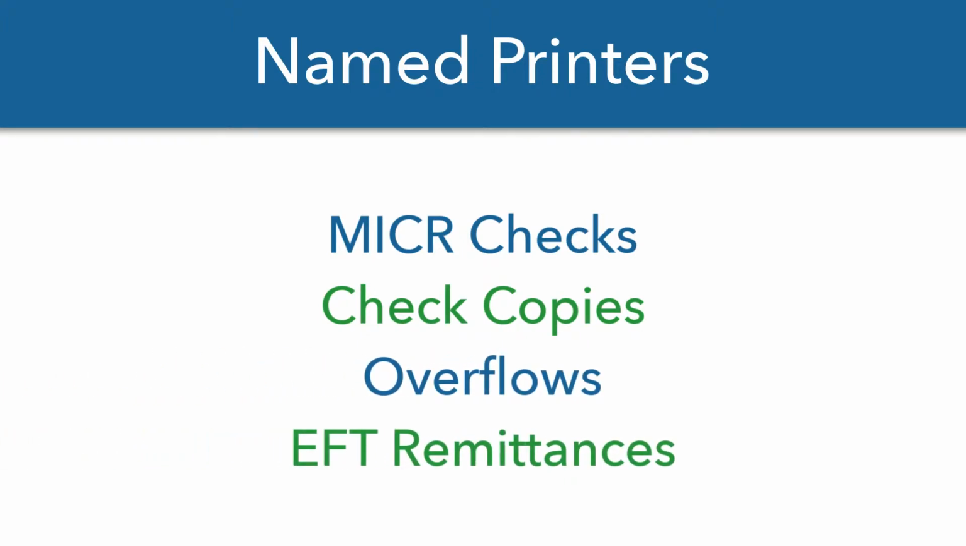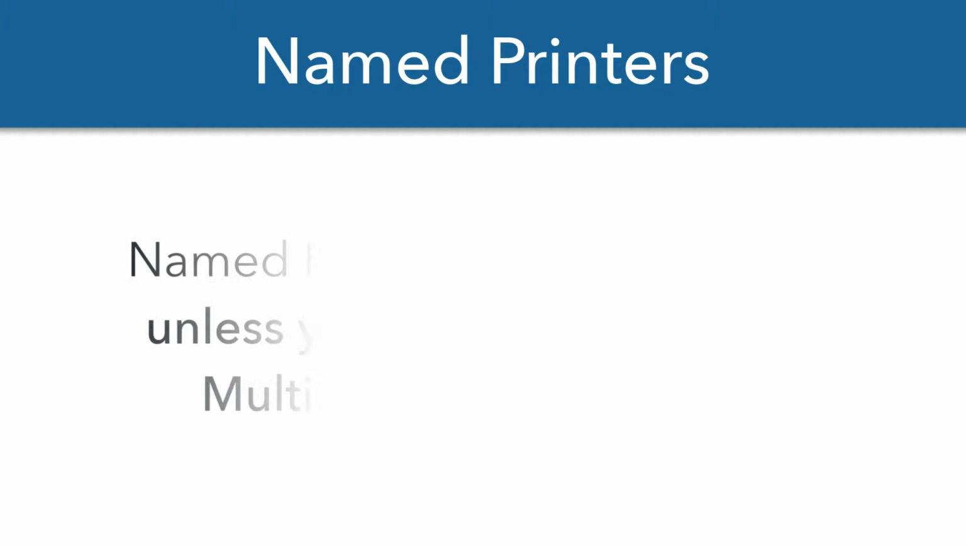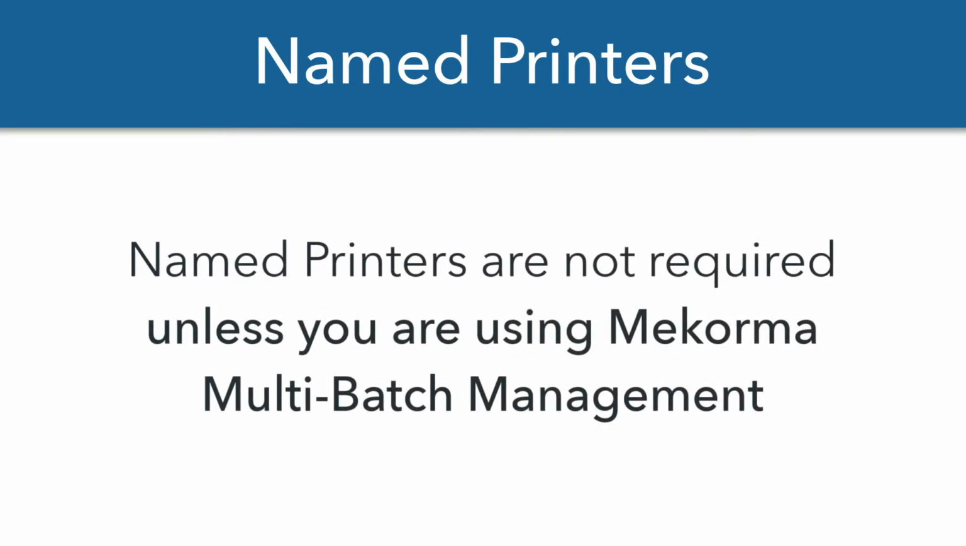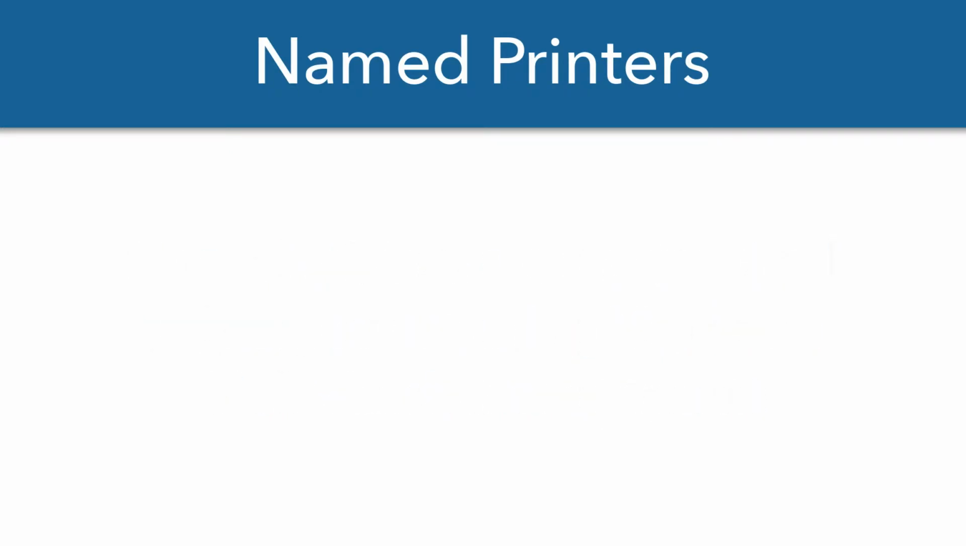This means you will not have to choose a printer each time you process payments, unless, of course, you want to. It's not required that you set up named printers unless you use Mekorma multi-batch management to process your payments using multiple checkbooks across multiple companies.